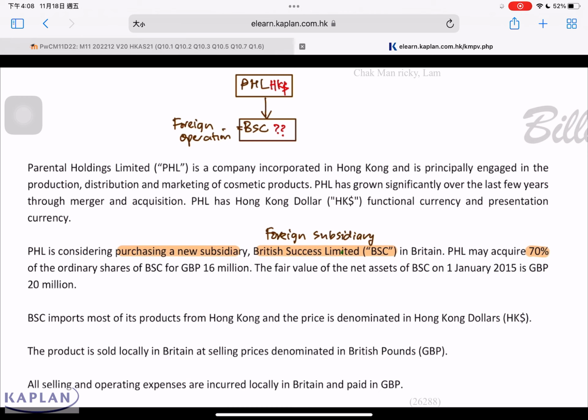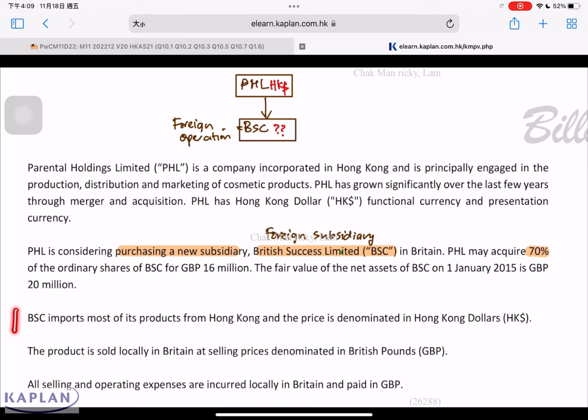The first factor is, should BSC use the PHL functional currency as its own functional currency? Is it an extension? If it's an extension, then BSC's functional currency should be the same as PHL. If it's not an extension, then BSC has to consider its own functional currency by considering the factors given under HKAS 21, the 5 factors. You can refer to the notes, you can also refer to the link pad. But remember, for the QP exam, although it's open book, you cannot rely on the book, you must rely on yourself. At least 80 to 90% of the question, you must answer without referring to the books.